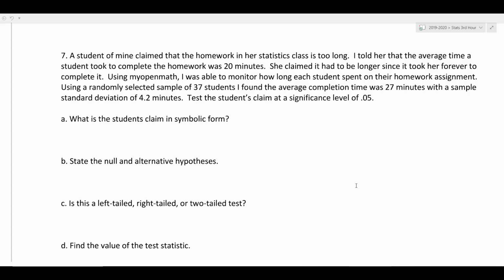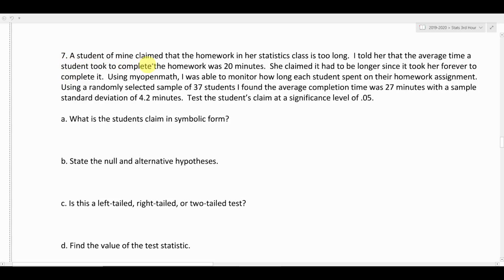Hey guys, welcome back. We are doing problem number 7 today, which is another hypothesis test. This one's going to be about a student that was making a claim about the length of time that it takes to do her homework. So let's read this one carefully. We'll make sure we write down all of the important information that they give us inside of the problem, and we'll start making decisions about what kind of a test we are going to do.